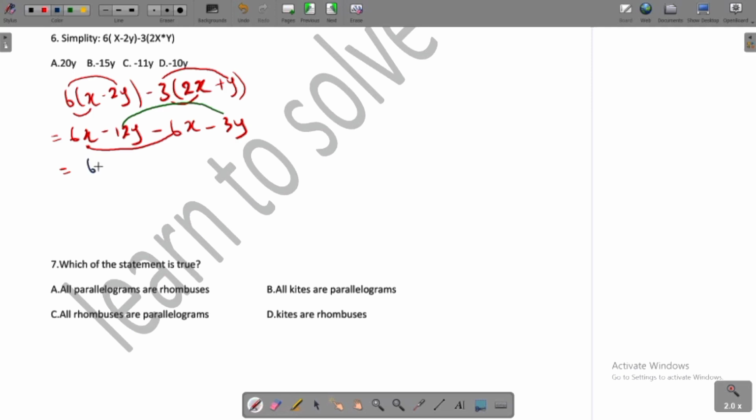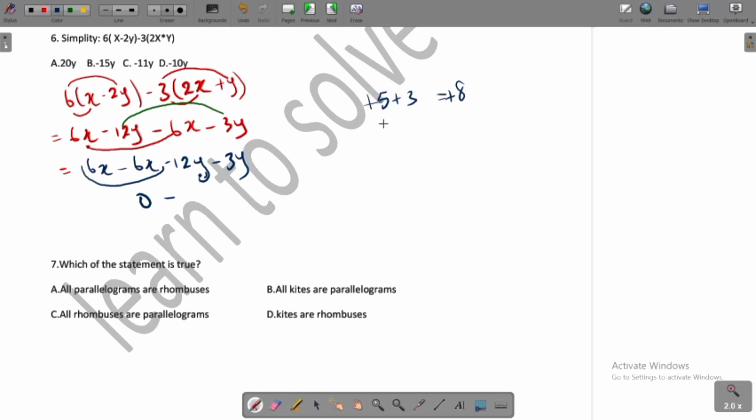you have 6x minus 6x minus 12y minus 3y. So 6 minus 6 is obviously 0. So you have 0, minus 12y minus 3y. So if you are adding numbers together, if you are adding 5 plus 3, that is positive 5 and positive 3, the answer is a positive number, that is plus 8.